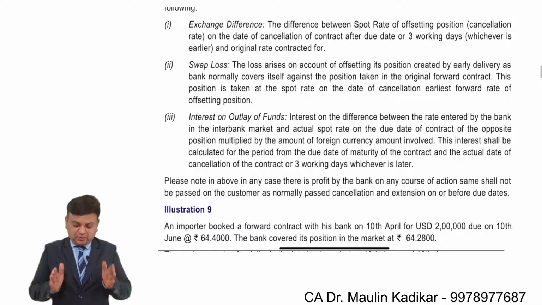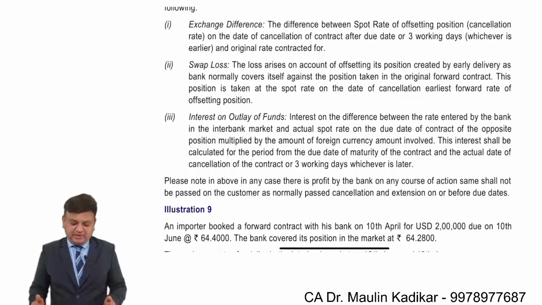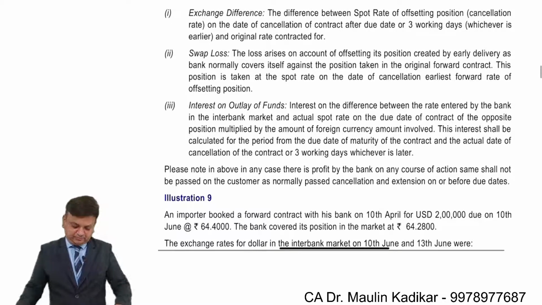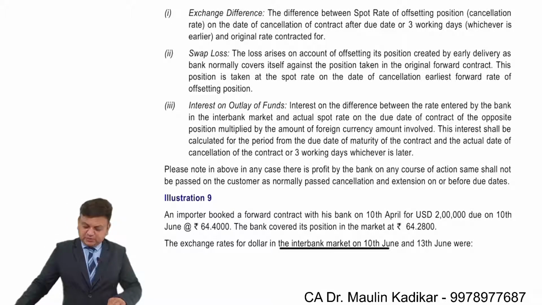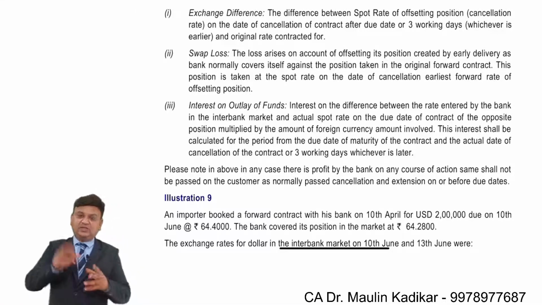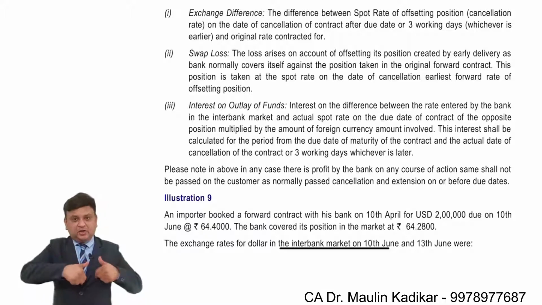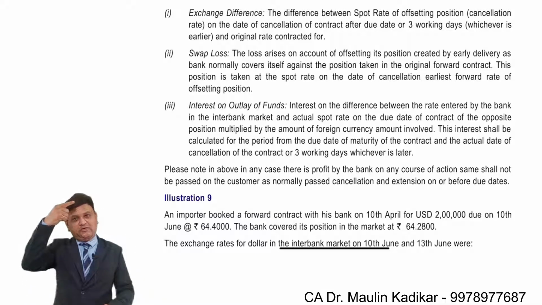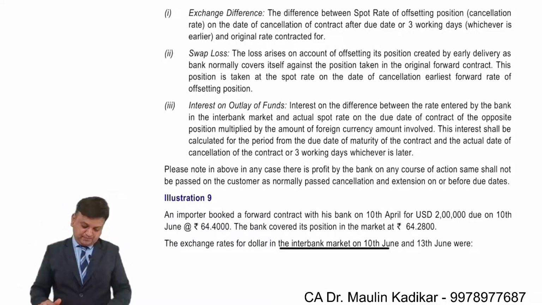As mentioned earlier, in both the above cases, cancellation charges shall be payable consisting of the following three, and this is very important. First, the difference between the spot rate of the offsetting position, that is the cancellation rate on the date of cancellation of the contract after the due date or 3 working days, whichever is earlier, because if you do not cancel within 3 working days, then automatically on the 4th working day it will get cancelled, and the original rate contracted for 64.40.